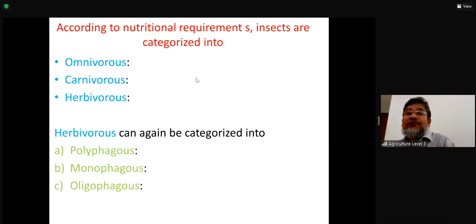Regarding nutritional requirement, if we look at insects, we can categorize them as omnivorous, carnivorous, and herbivorous. You know the meaning. Omnivorous means insects can live on both animal and plant food. Any type of food it can consume is called omnivorous. For example, the cockroach is an omnivorous insect.